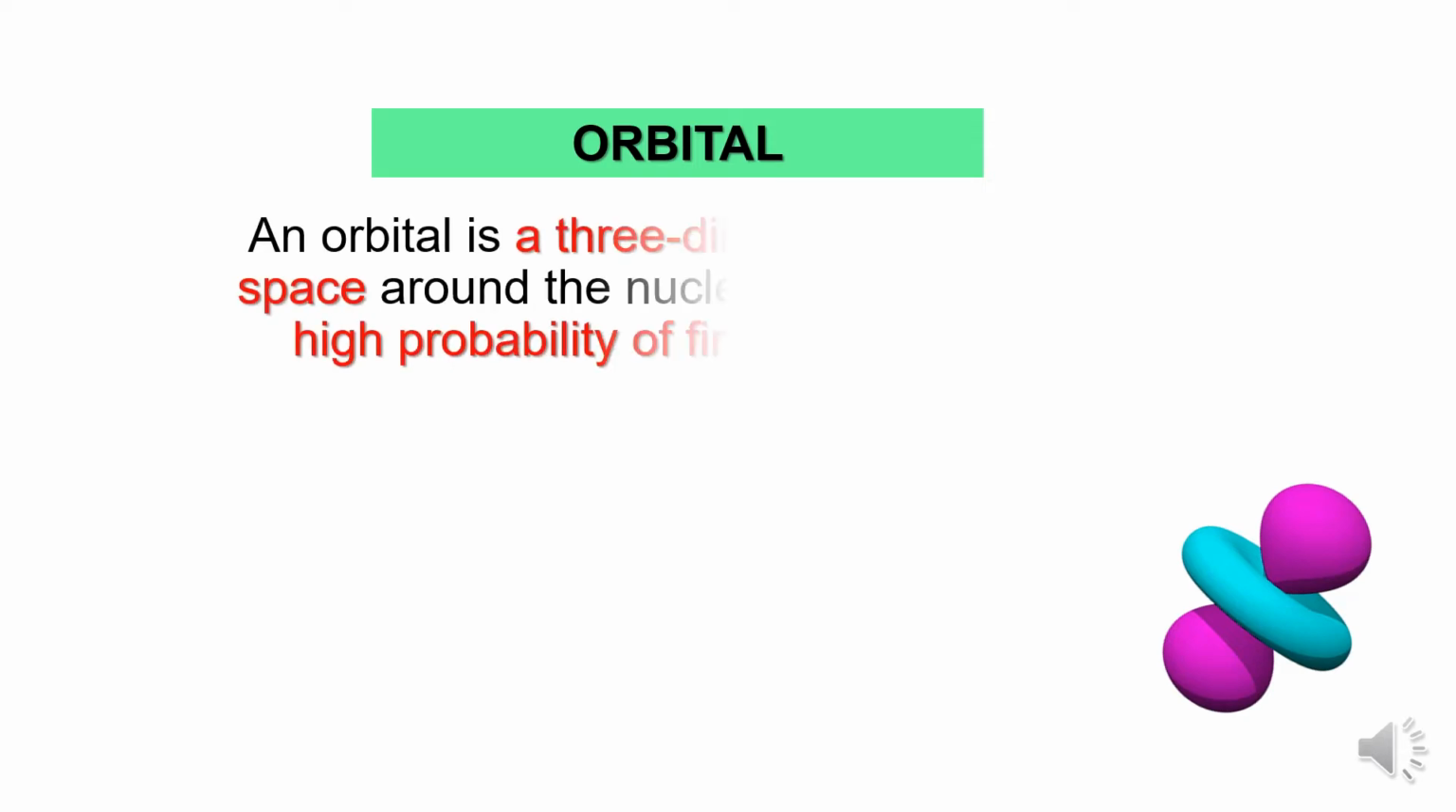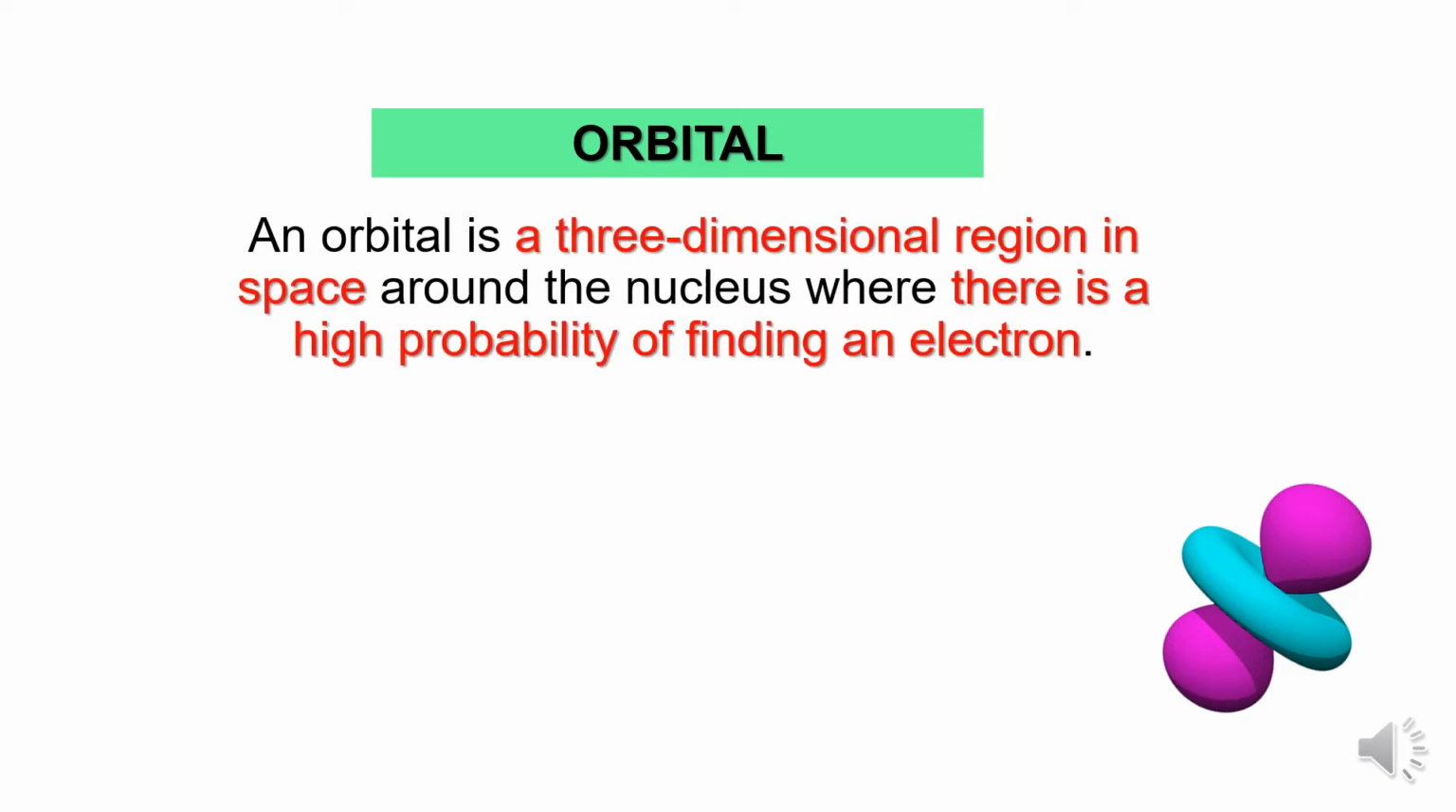Orbital. An orbital is a three-dimensional region in space around the nucleus where there is a high probability of finding an electron.